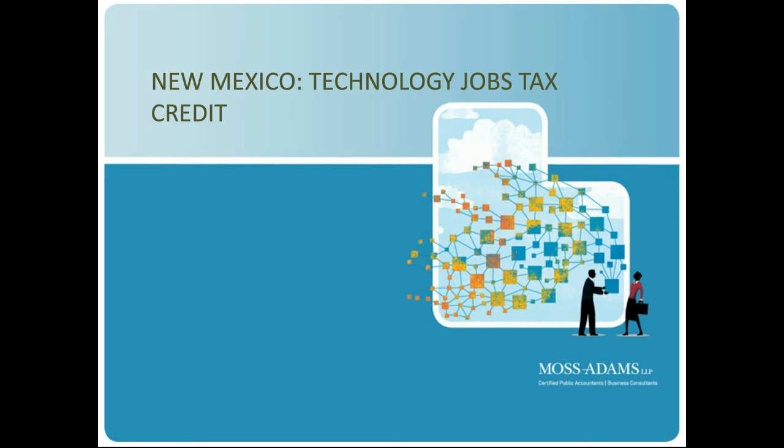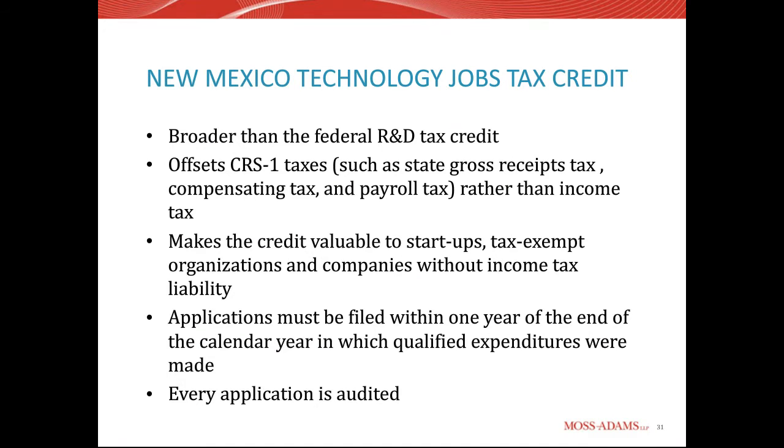The New Mexico credit is known as the Technology Job Tax Credit. Very similar rules, though, to the R&D credit. It is quite a bit broader than the federal R&D credit, and it offsets more taxes. So as I mentioned, you don't need to be paying state income tax to qualify. It can be used against the state gross receipts tax, compensating tax, and payroll tax. It's very valuable to companies that are startups or tax exempt because they're not paying any income tax.